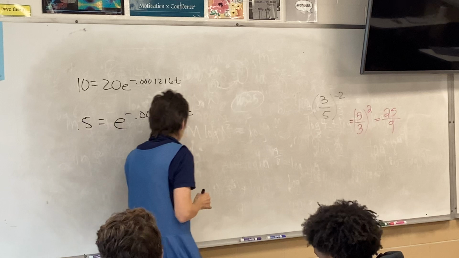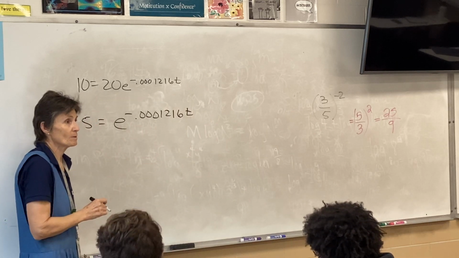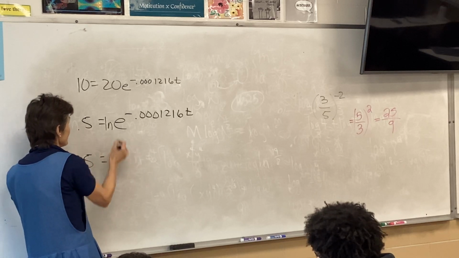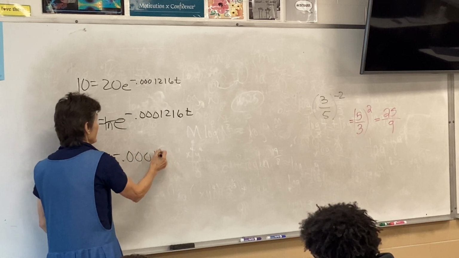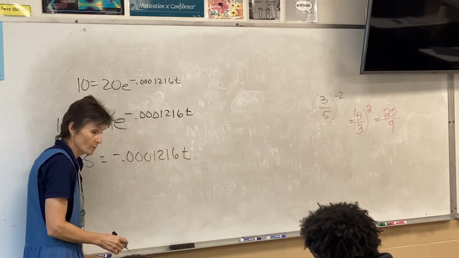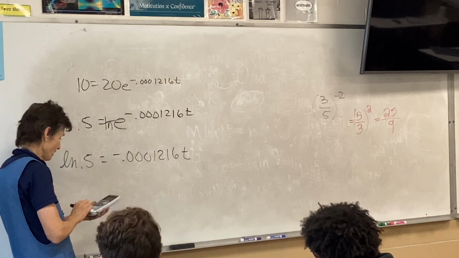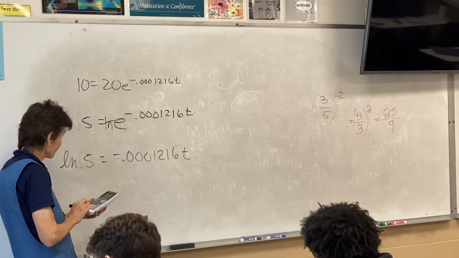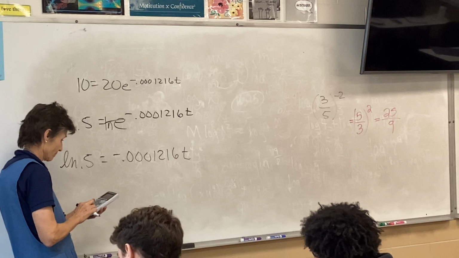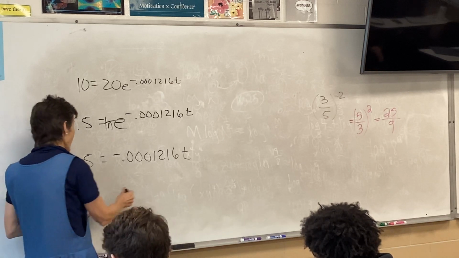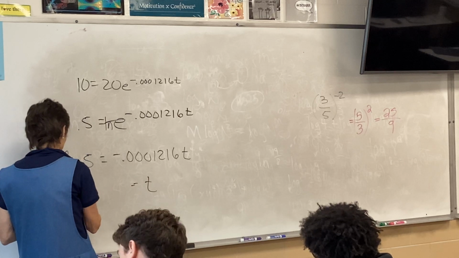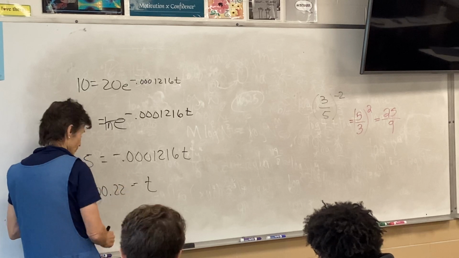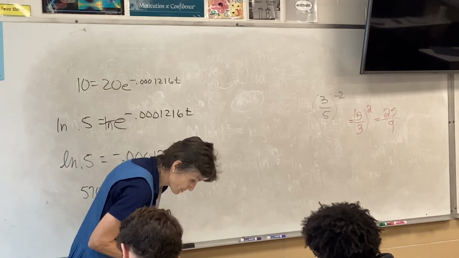We probably take the natural logarithm of both sides. So ln 0.5 equals negative 0.00016t. So we'll just divide ln 0.5 by that number. And I got 5,700.22, is it years? Yep, years.